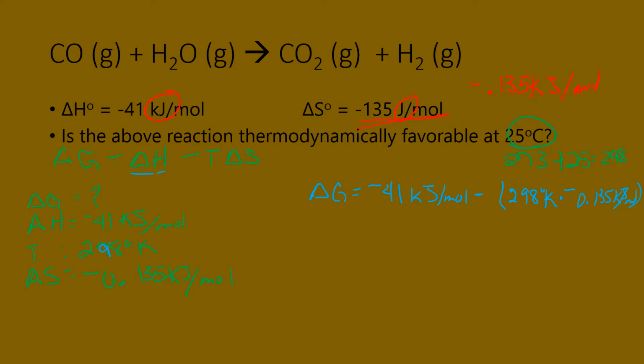And when we put this into a calculator, we get that delta G is equal to negative 0.97 kilojoules per mole. So it is negative, therefore it is favored.